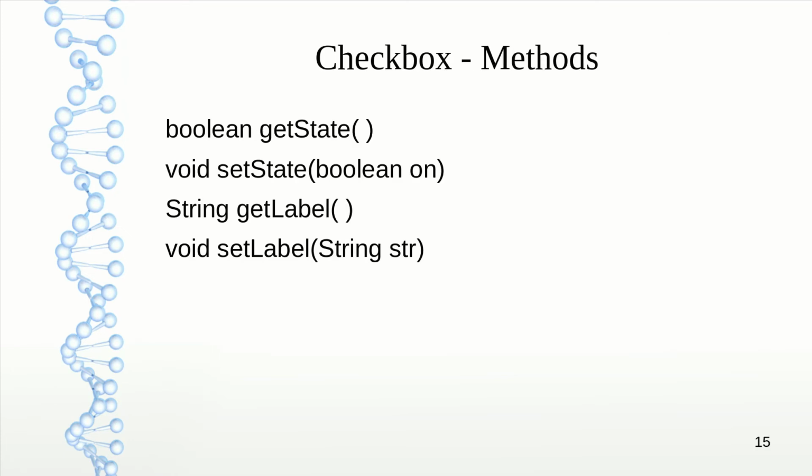We have a few methods associated with the checkbox. The first is getState, which retrieves the value true or false depending whether a tick is already placed in the checkbox or not. Then we have setState, using which we can place a tick or we can simply untick the checkbox. Then we have functions for getting the label, that is getLabel, and for setting the label, that is setLabel.